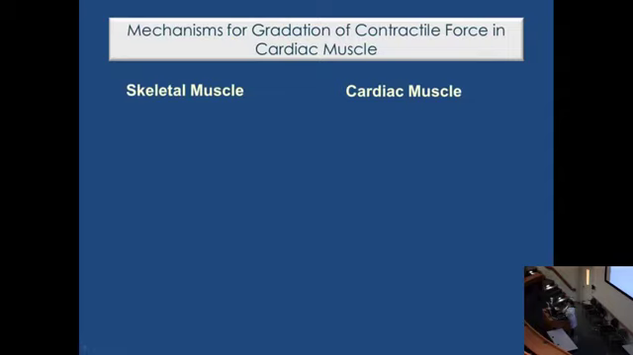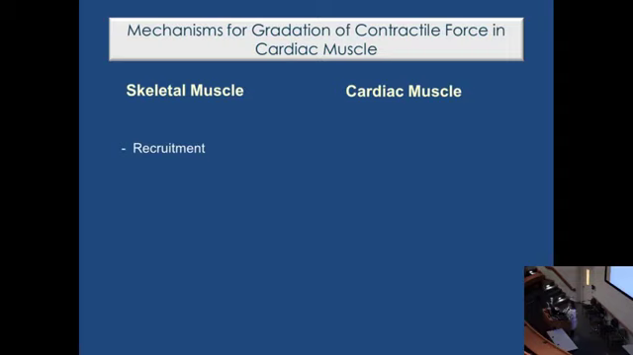So now, I told you that the goal of today's lecture is to understand how the cardiac muscle can graduate its contractile force. We described some mechanisms for the case of skeletal muscle. Could you mention one of these mechanisms that the skeletal muscle uses to graduate the contractile force? Recruitment, right? Recruitment of what? Recruitment of fibers through the recruitment of motor units.